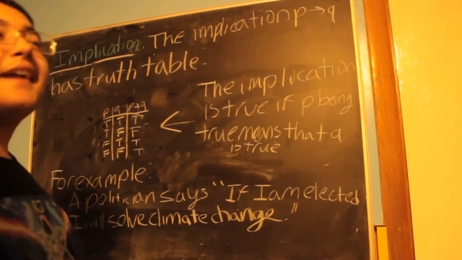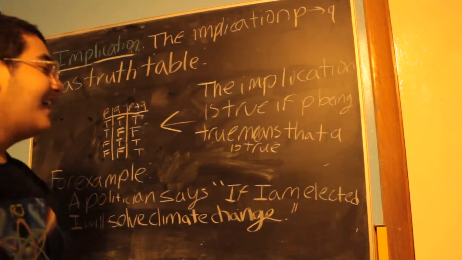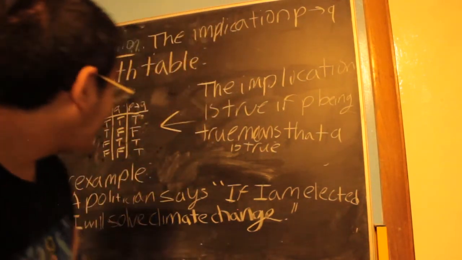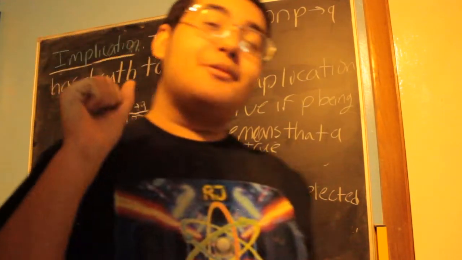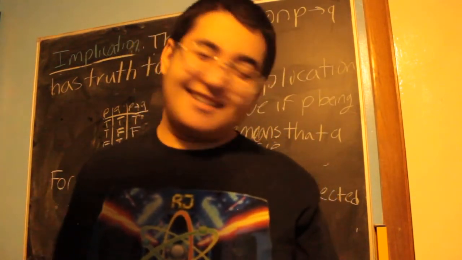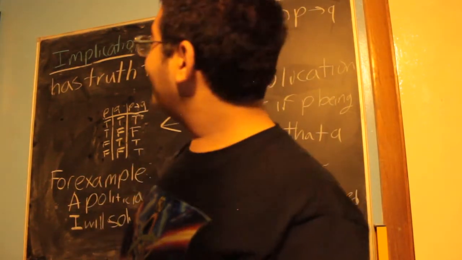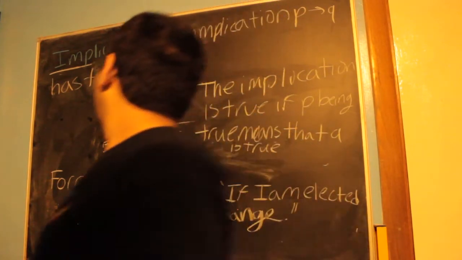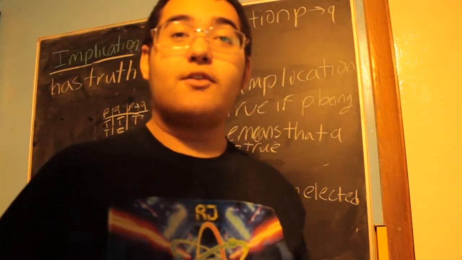This is what we call a vacuous condition. If the politician isn't elected, he doesn't have to do anything. He could solve climate change if he wants to, but he doesn't have to. His campaign promise doesn't obligate him to do anything. Though he probably should solve climate change because he's... This is not a video about climate change. This is a video about logic. Okay, let's do more logic. This is the implication. Over.